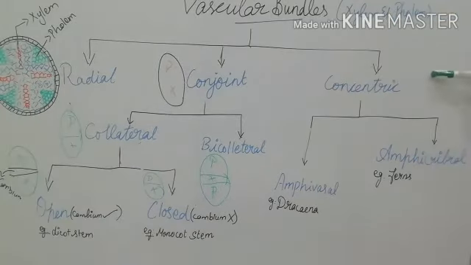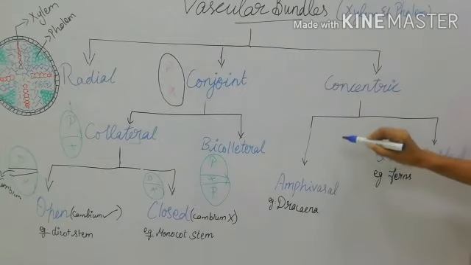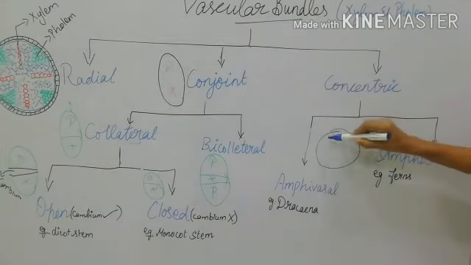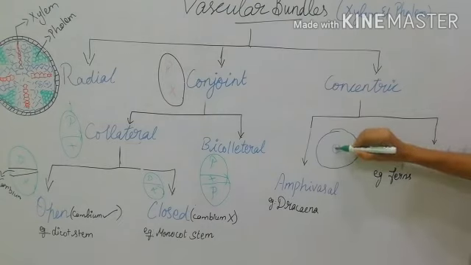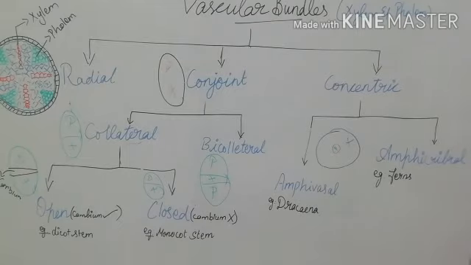And here the last type of the vascular bundle is the concentric bundle. So it is like the xylem is surrounded by the phloem or the phloem is surrounded by the xylem. And it is of two types. They are the amphivasal and amphicribral. So amphivasal, here the xylem surrounds the phloem. That is, the phloem will be present at the center. So this is the phloem and this phloem is surrounded by the xylem. That is amphivasal. And the example is Dracaena.